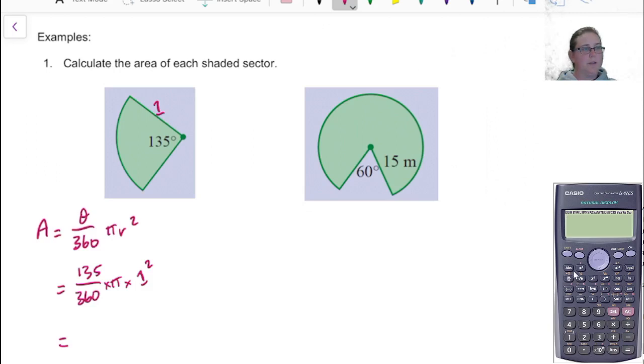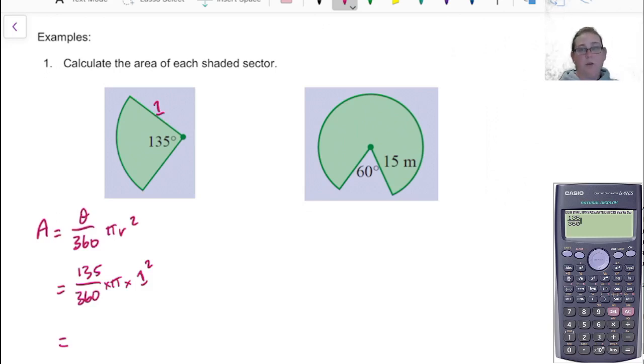So let's find our fraction key. There's our fraction key right there. I'm going to get that up. I'm going to type in my 135 at the top. I'm going to go down and I'm going to go to 360. And then I'm going to get out of my fraction. Okay, so make sure you get out of the fraction. Otherwise, everything happens in that denominator and not where it's supposed to be.